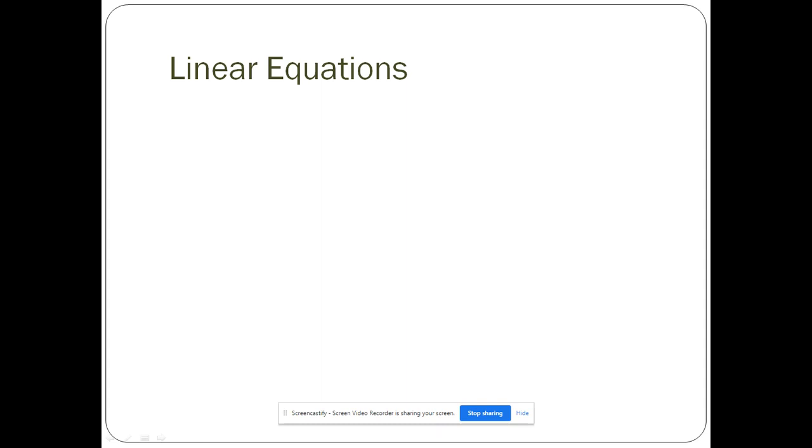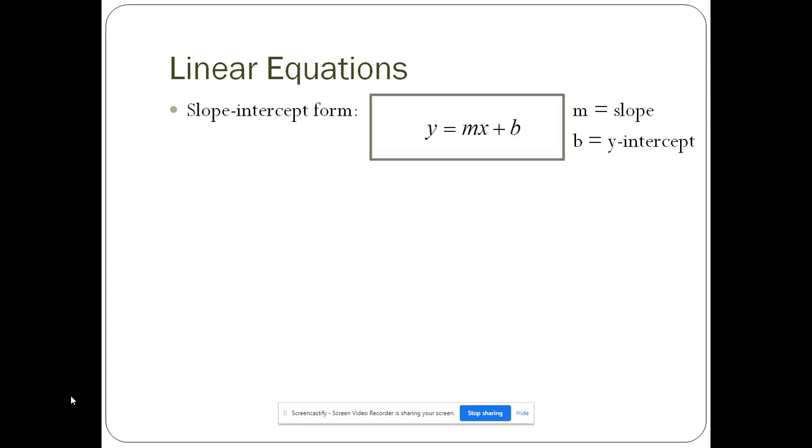Linear equations come in a number of different forms in terms of the equations themselves. The most familiar one is probably what we call slope-intercept form, where m represents the slope and the y-intercept is b. So this is y equals mx plus b. Now this is the one that you're probably most familiar with, but there are also other forms of a linear equation. They don't have to be in this form, y equals mx plus b.